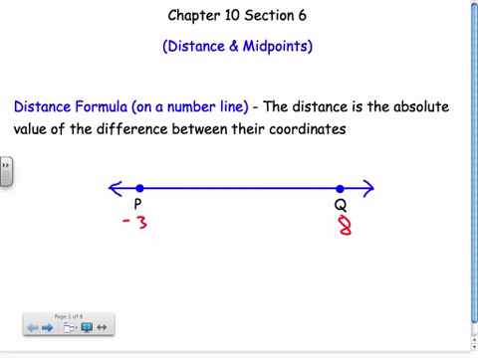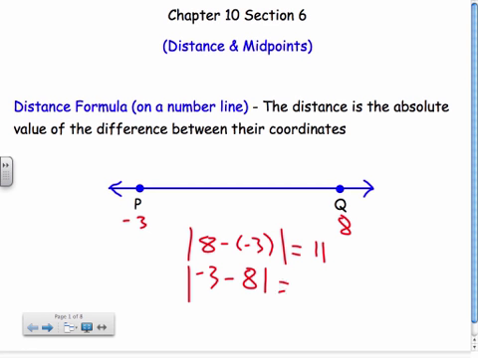No matter which way I subtract these two, 8 minus -3 or -3 minus 8, I have to take the absolute value of them because I can't have a negative distance. So that's 11. This would be -11, and the absolute value of -11 is 11. Okay, so it gets the same thing. No matter which way you subtract, a distance has to be positive. It can never be negative. Okay?